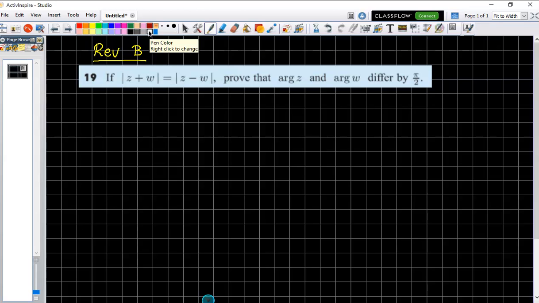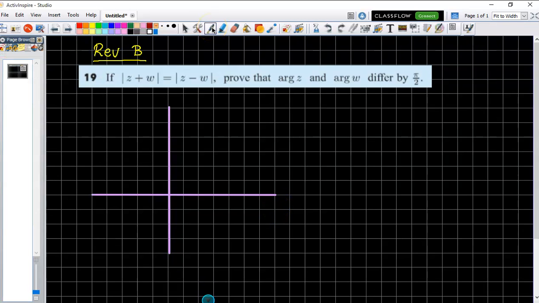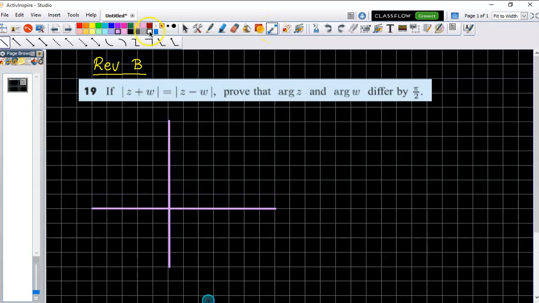So, let's make a diagram. Which one's the line? Is that the line? Okay. That's beautiful. But you don't know what the modulus is, so we're trying to think when we see that, if it hasn't given us z equals a plus bi or w equals whatever, try thinking: diagramize.